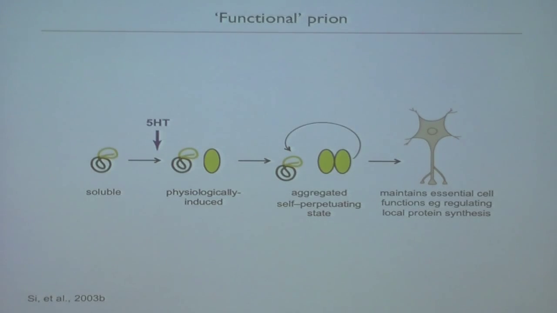So number one, there's a physiological signal that converts the inactive form to the active form. And number two, the active form, which is self-perpetuating, is functional for the cell. In fact, the other conformation is usually a repressor function. The active form is an actual physiological function. And in what I'm going to talk about, in the initial state, it regulates local protein synthesis, important for the maintenance of memory storage.